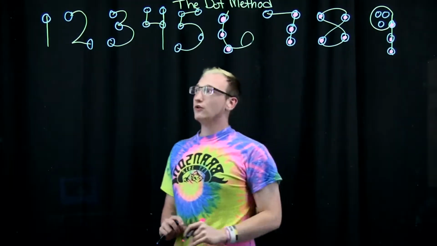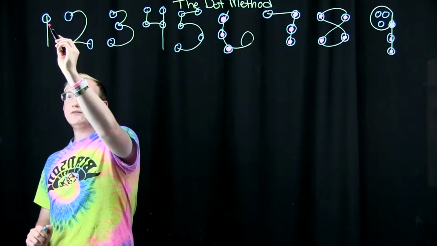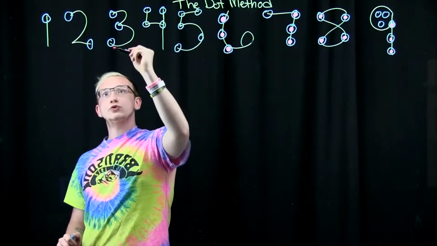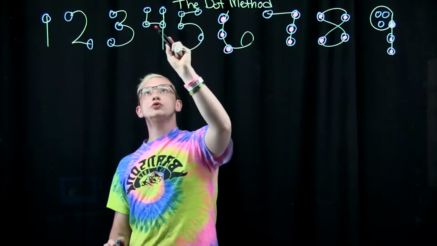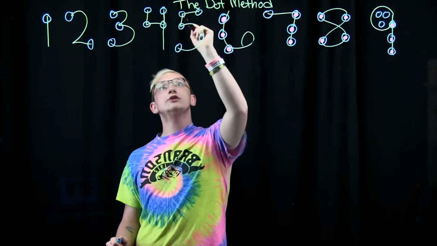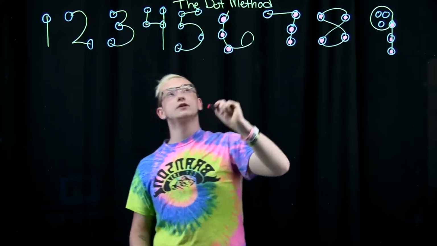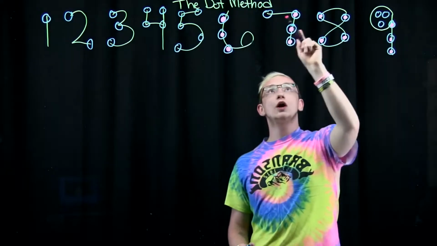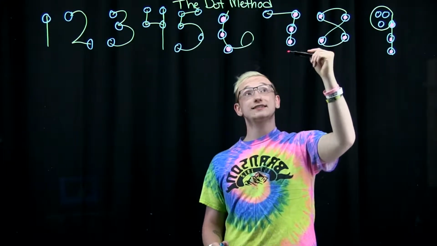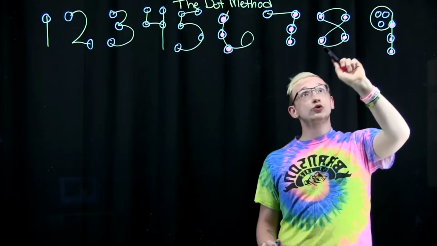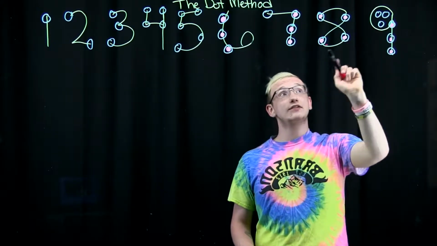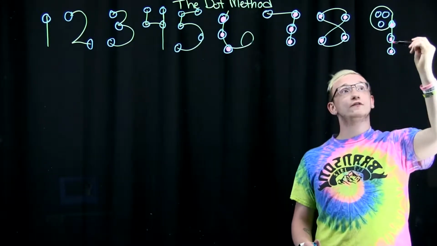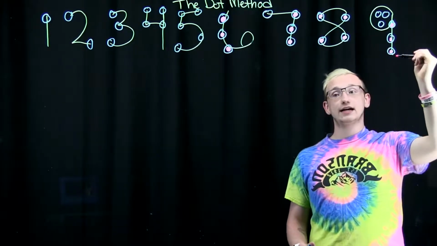So just a quick overview of what we just did. For 1, we have 1 dot. 2 for 2. 3 for 3. Then 4, 5, 6, 7, 8, and finally, 9 dots for 9.